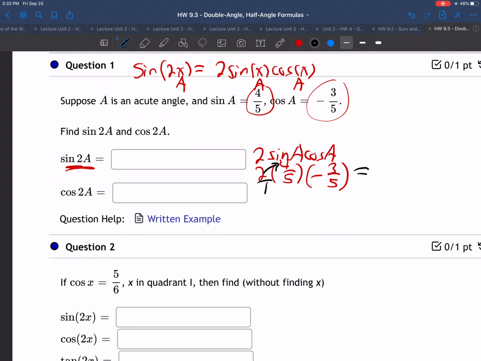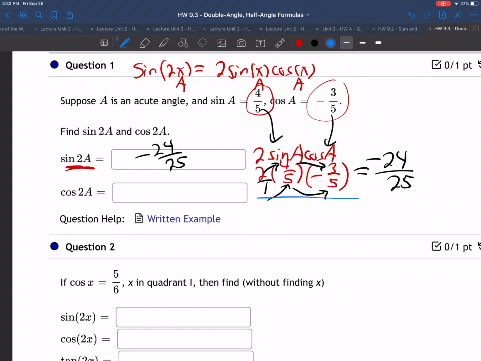So 2 times 4 times 3. 2 times 4 is 8, times 3 is 24. On the bottom, 1 times 5 is 5, times 5 is 25, and it's negative because there's one negative sign. So there's our answer, negative 24/25 to part A. And now for part B down here, cosine of 2a.